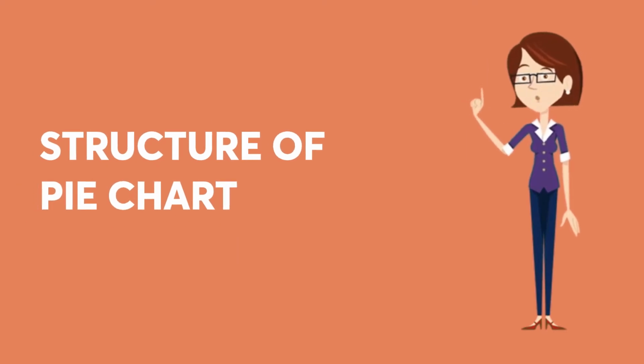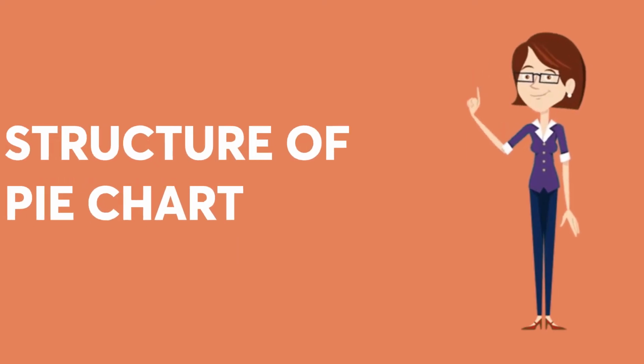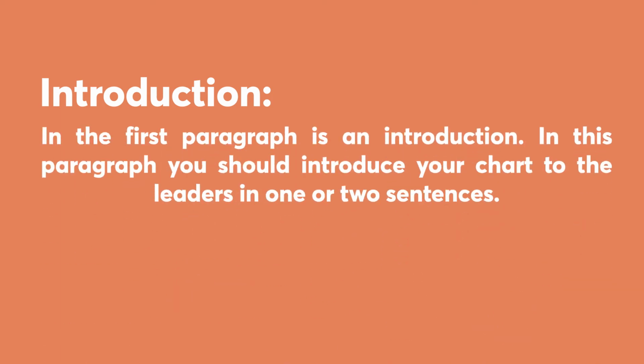The structure of a pie chart description is as follows. Introduction: the first paragraph is an introduction. In this paragraph, you should introduce your chart to the readers in one or two sentences.